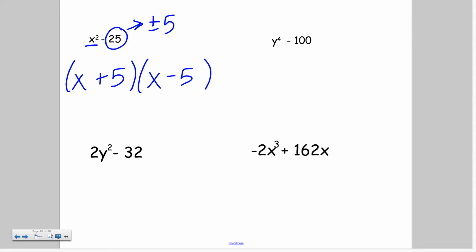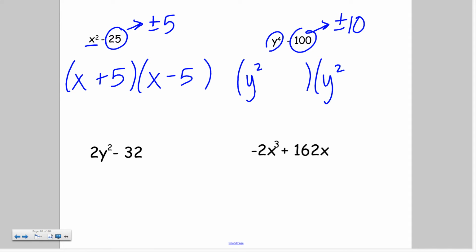Alright, y to the 4th minus 100 is a little bit different. But I know that 100 will give me plus and minus 10. But I still want to just take this and divide it evenly. So because it's 4, I can give each parenthesis a y squared. Then stick plus 10 and minus 10.